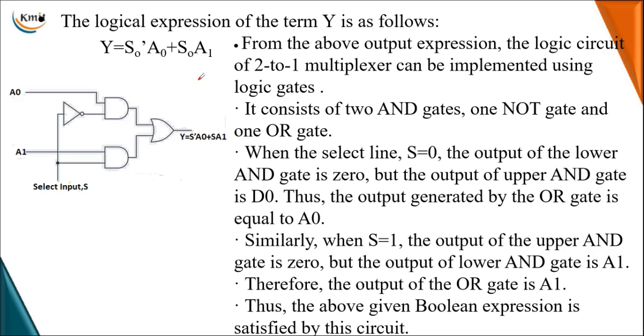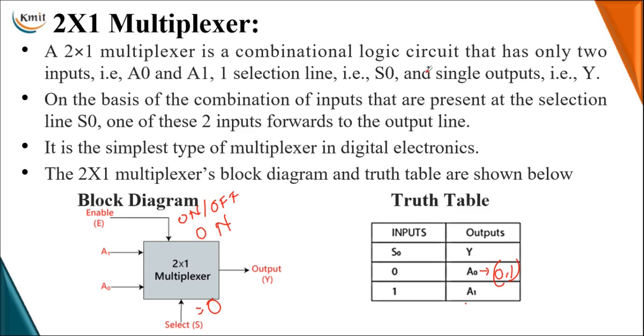Now the output Y from this truth table depends on the number of selection inputs. So if S0 is 0, which is denoted with the complement of S0, the output is equal to A0. So S0 bar into A0. If S0 is 1, then it will transfer the input A1. So the output expression from this truth table is Y equal to S0 bar into A0 plus S0 into A1.